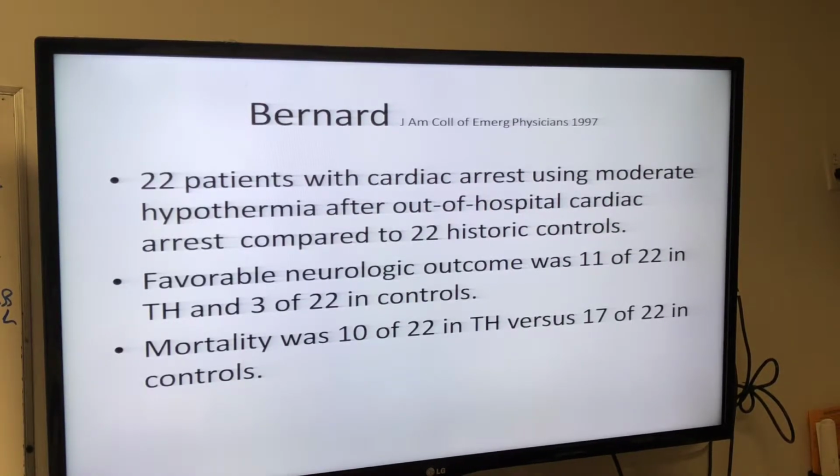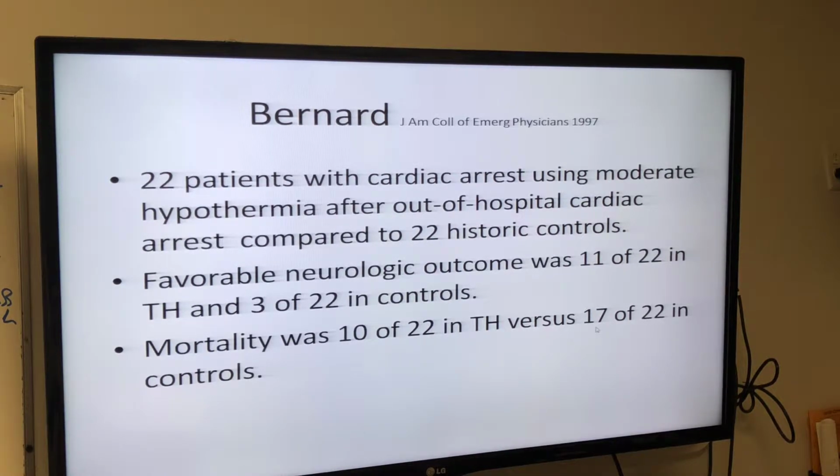When did this protocol for hypothermia after cardiac arrest start? The credit should go to this guy. This is Bernard from Australia. He's an ER physician who in 1997 published a study. He did 22 patients of cardiac arrest and compared them to 22 historic controls. It was all comers; everybody was cooled after cardiac arrest. He found that favorable neurologic outcome happened in 11 out of 22 versus 3 out of 22, and mortality decreased to 10 out of 22 from previously 17 out of 22.